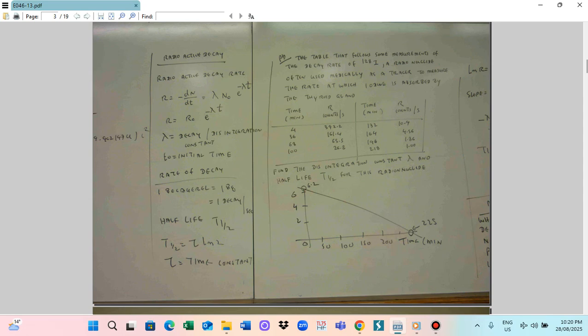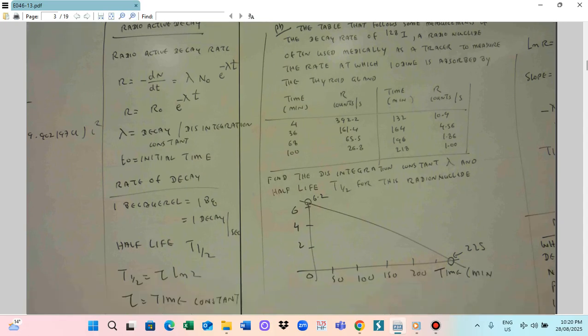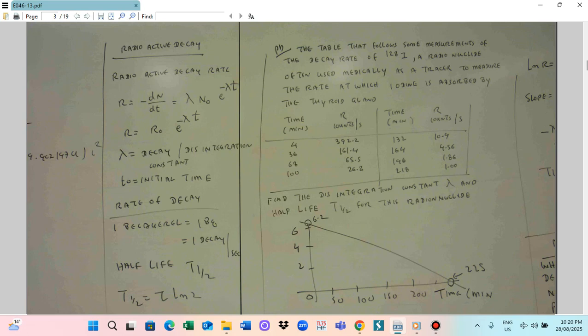The next one is radioactive decay. Radioactive decay is the time required for the nuclear activity to disappear. So the radioactive decay rate R can be calculated. The equation is R = minus dN by dt, which equals lambda N0 e power minus lambda t. So this is the equation for radioactive decay.